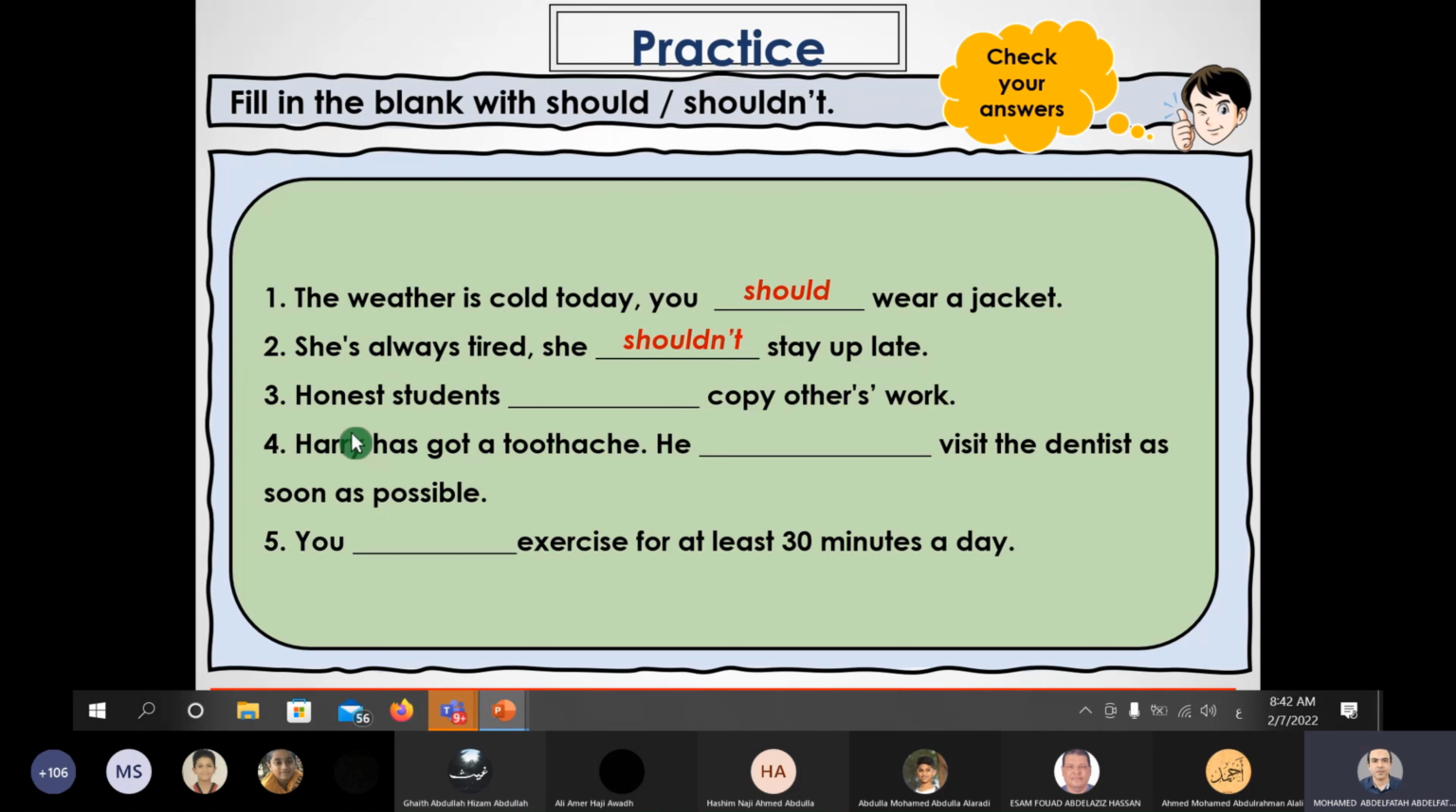Number 3, honest students copy others' work. Shouldn't.